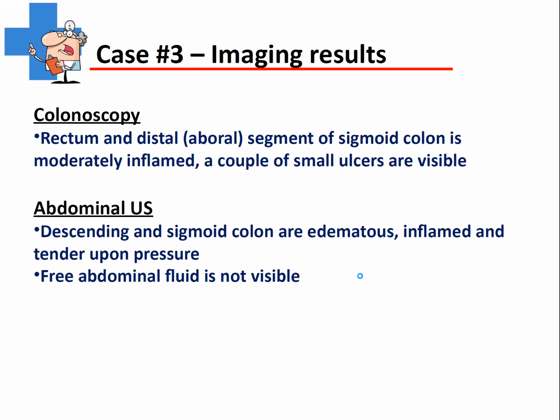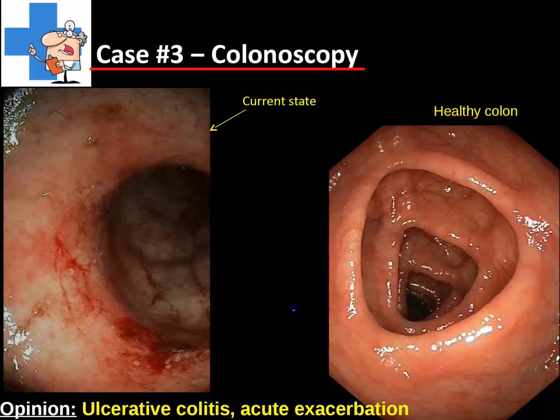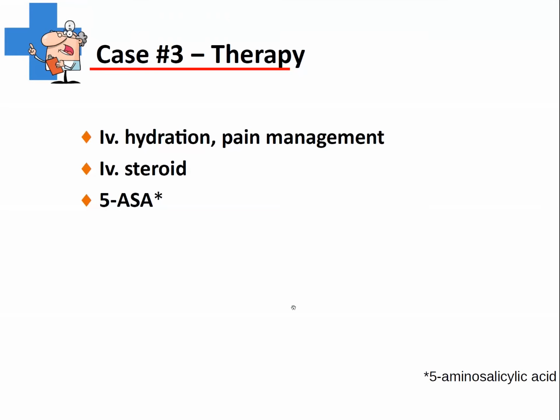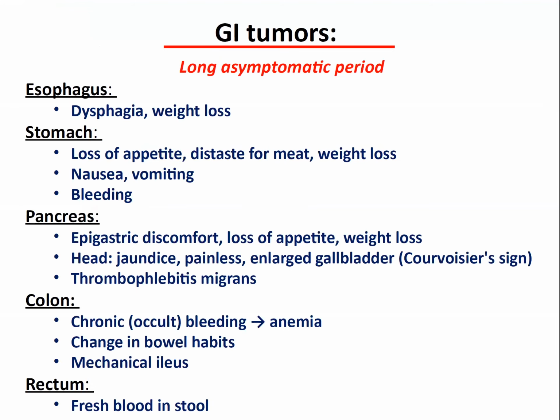Colonoscopy: the rectum and the distal aboral segment of the sigmoid colon is moderately inflamed. A couple of small ulcers are visible. Ultrasound: descending and sigmoid colon are edematous, inflamed, and tender upon pressure. Free abdominal fluid is not visible. Now, this is how it looks. That's a healthy colon. And this is what we have here. The colonoscopy is showing ulcerative colitis, acute exacerbation in this patient. And again, the treatment: IV hydration, pain management, steroids, and aminosalicylic acid, which they are using.